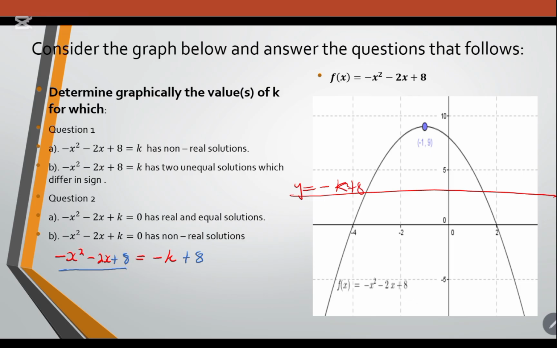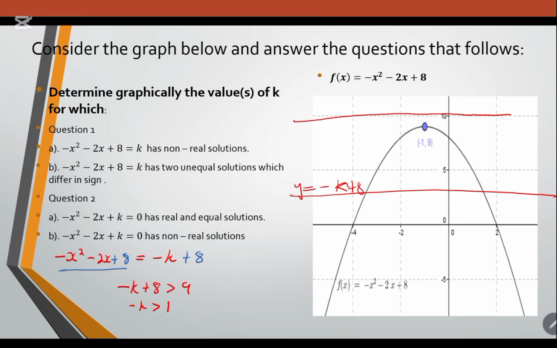If it is below the turning point, they will forever be meeting at any 2 points. But if our constant line is above the turning point, therefore there will be non-real solutions. So we simply say -k plus 8 is greater than 9. Therefore, -k is greater than, this 8 goes that side, we've got 1.